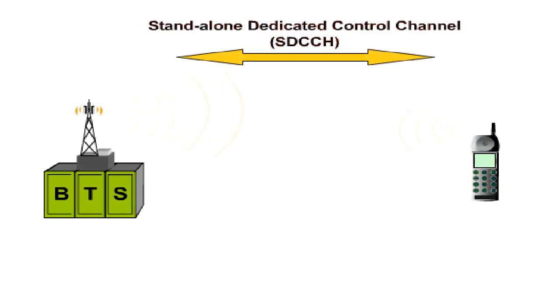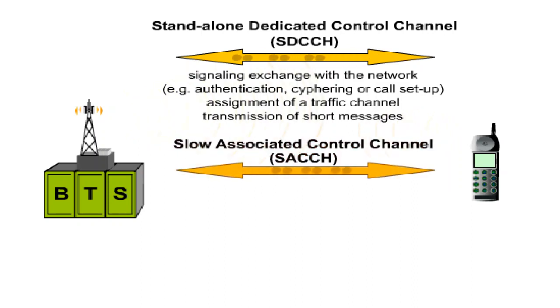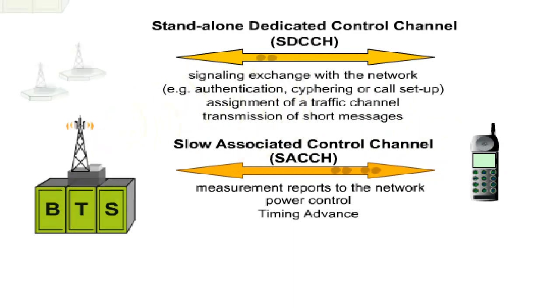A stand-alone dedicated control channel, SDCCH, has to be assigned to the mobile station to exchange the requested signaling with the network, for example, authentication, ciphering or call setup. Also, it assigns a traffic channel and it transmits short messages. The SACCH is always linked with an SDCCH or a traffic channel. It sends measurement reports to the network and is used for power control and to handle the exact temporal alignment of the channels, the so-called timing advance.